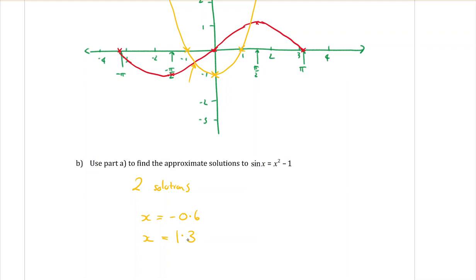You could obviously go to Desmos if you wanted it more accurately. You're not going to be required to do it more accurately. Usually you just want how many solutions there are.